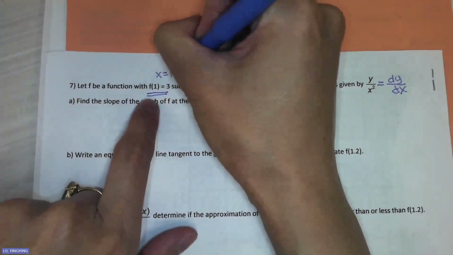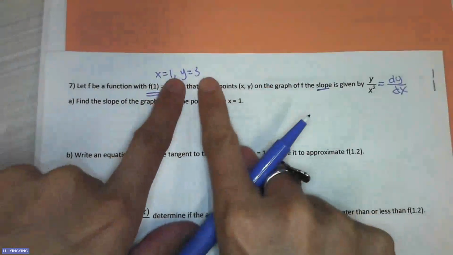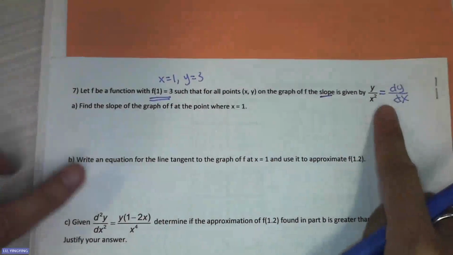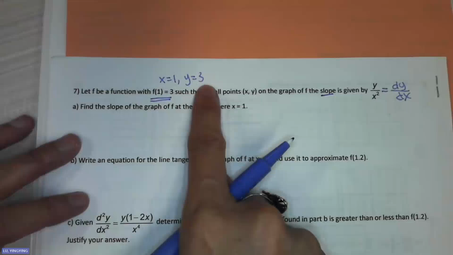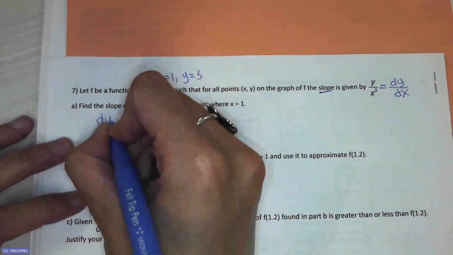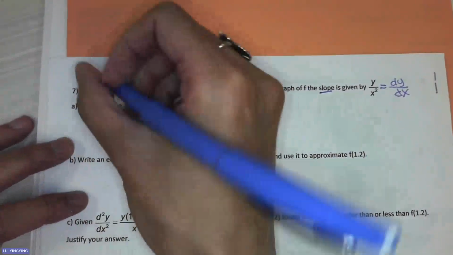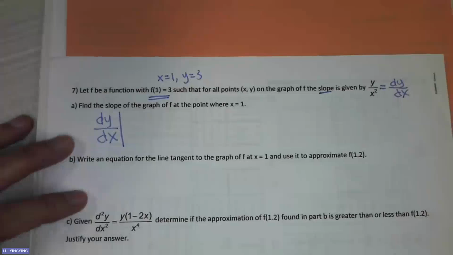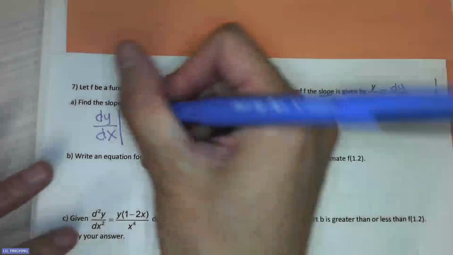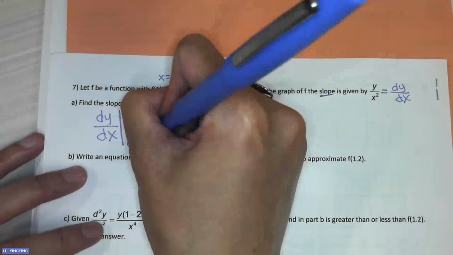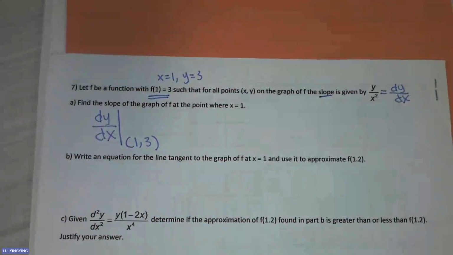When x equals 1, y is 3, right? So that's our ordered pair. To find the slope, what's my notation? dy/dx at this point. Please practice writing your notation: dy/dx with a bar at the point provided for you, which is the ordered pair (1, 3). That will be the correct notation.